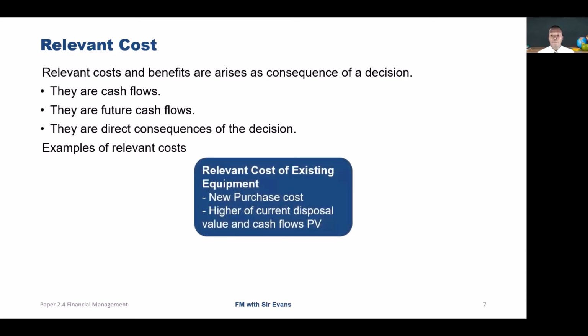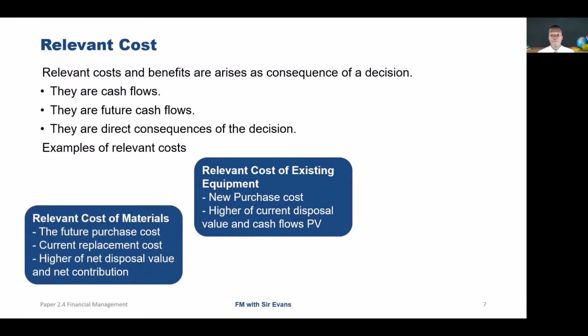So we have the relevant cost of existing equipment. When you purchase, the purchase cost of a new capital equipment is relevant. If the equipment is existing, then the relevant cost is the higher of the current disposal value and the present value of the current cash flows. Those become relevant.